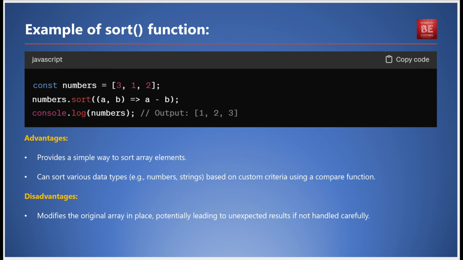Suppose you have an array of numbers, 3, 1, and 2. To sort these numbers in ascending order, you would use the code numbers.sort((a, b) => a - b). The output would be 1, 2, 3. The sort method is versatile and can sort various data types based on custom criteria. However, it modifies the original array in place, so handle with care.